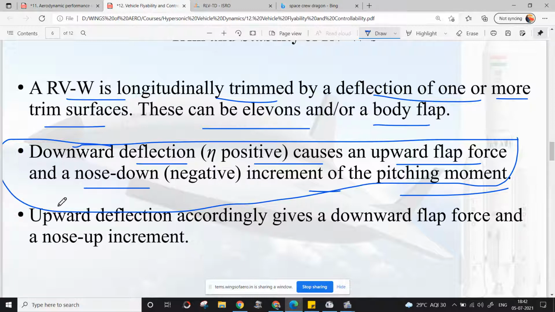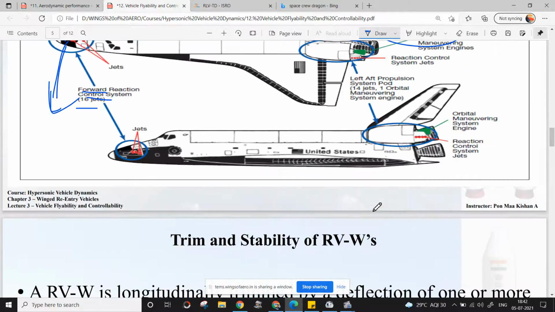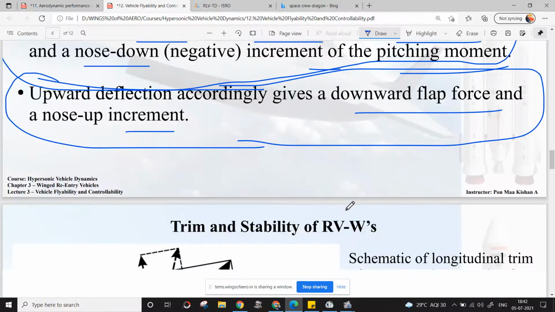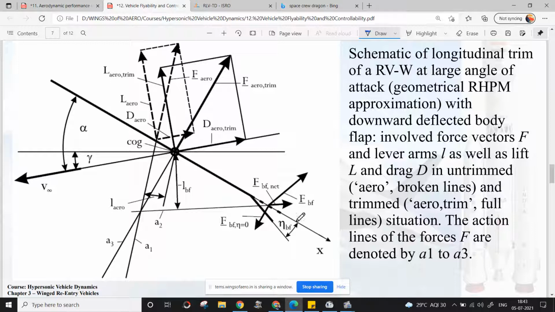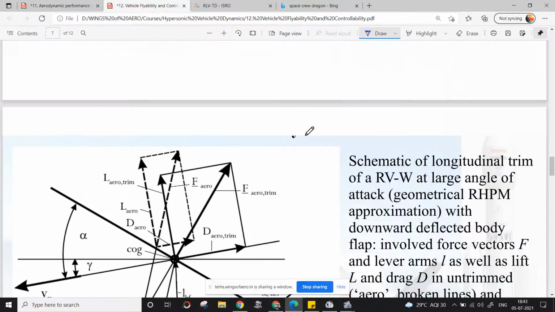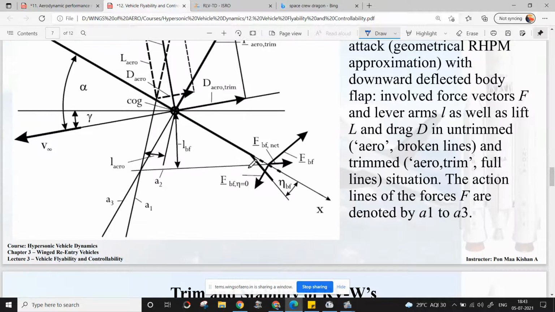Similarly, upward deflection gives a downward flap force and a nose-up increment. When we deflect the ailerons downward, inboard aileron and outboard aileron, we will get a nose-up displacement. Okay, so those are all general factors. The force diagram of trim and stability is mentioned over here also.